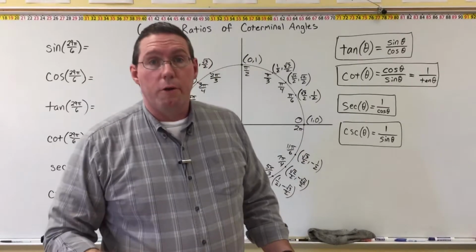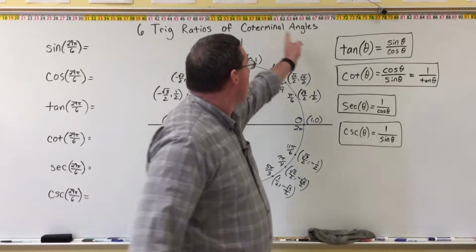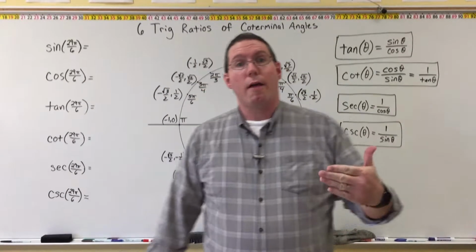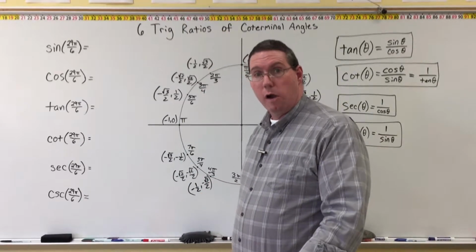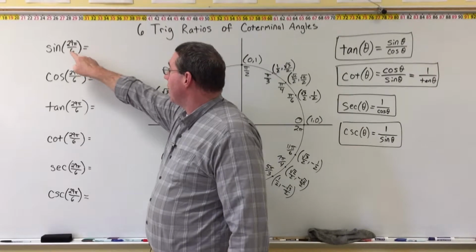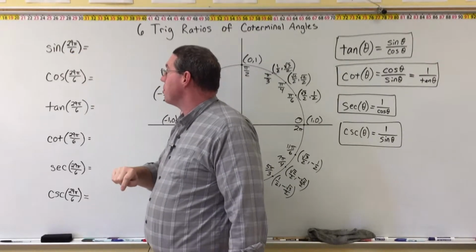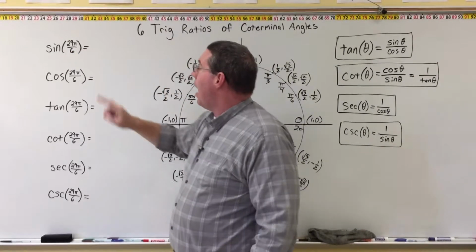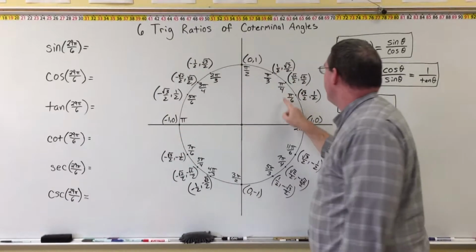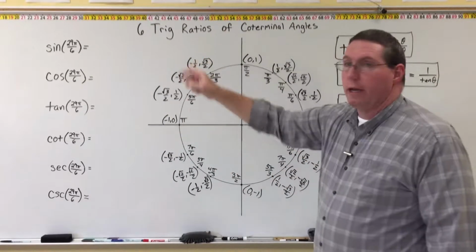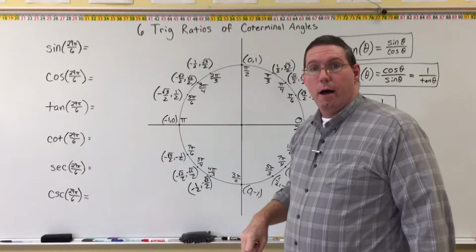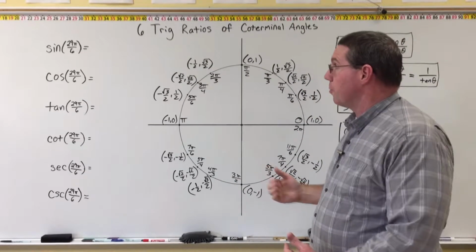Well, basically, we're going to do the same thing that we did before with coterminal angles, is we're either going to add 2 pi or subtract 2 pi. And so I want to subtract 2 pi from 29 pi over 6, because I want to know which one of these angle measures is going to match up with 29 pi over 6 as a coterminal angle.